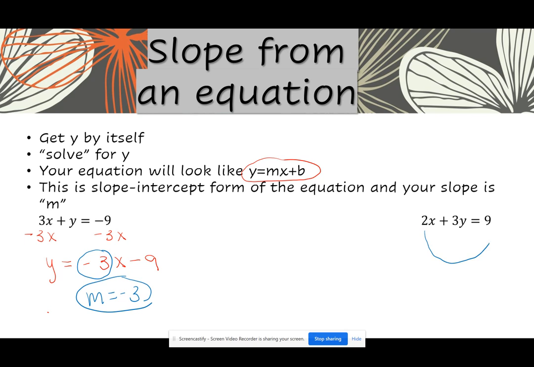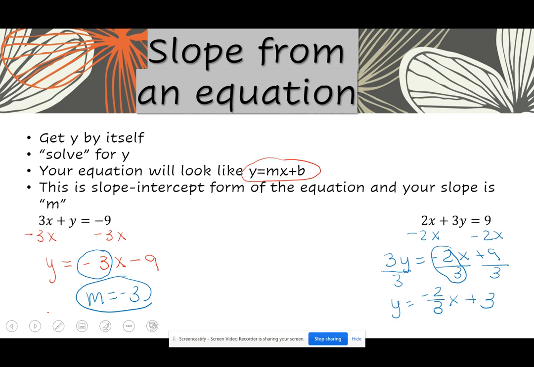Over here, same thing, move your x term over first. It's positive, so we're going to subtract it. So now we have 3y equals negative 2x plus 9. And then you divide everything by whatever's connected to your y. So we get y equals negative 2 over 3x, plus 3. If you divide it and it's a fraction, just leave it as that fraction. So our slope in this case would be the number connected to that x, which is negative 2 over 3. So m is negative 2 over 3.